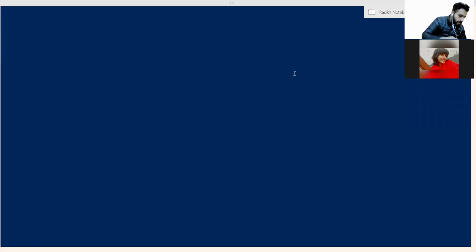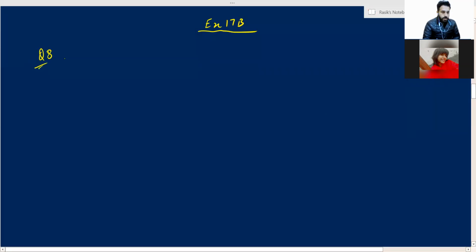Beta, we are doing the second exercise of chapter 17b, and we have already done till question number 7. We have to start from question number 8. Exercise 17b, constructions. Question number 8: construct a rectangle ABCD whose adjacent sides are 11 and 8.5.